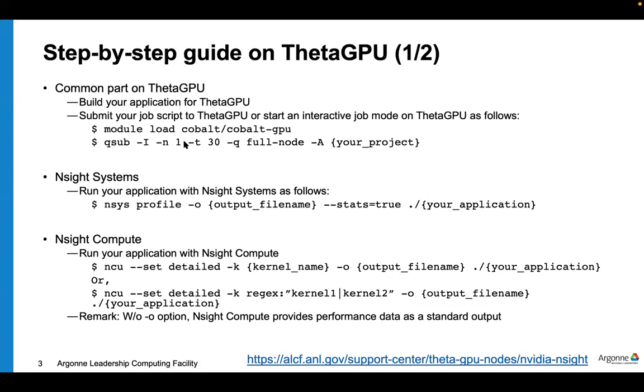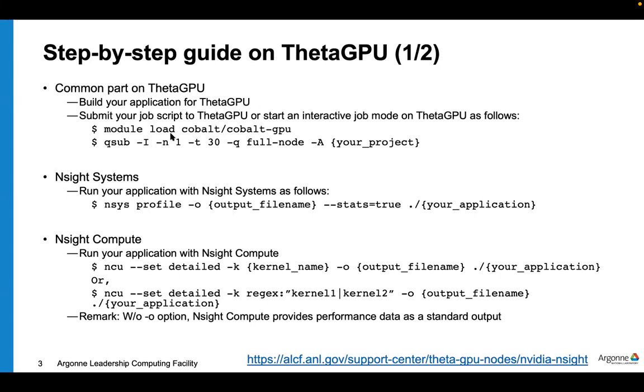There are a couple of ways to access the ThetaGPU login node, but this is one of my favorite ways. After logging in to the Theta login node, if you load the module cobalt-gpu, your login node becomes the ThetaGPU login node, right? After that, every job you submit goes to the ThetaGPU partition. So after loading this module, you may submit your job script to ThetaGPU, or you may start an interactive job mode on ThetaGPU.